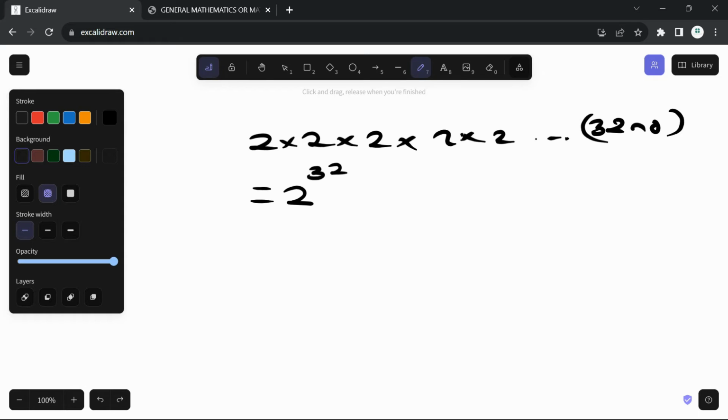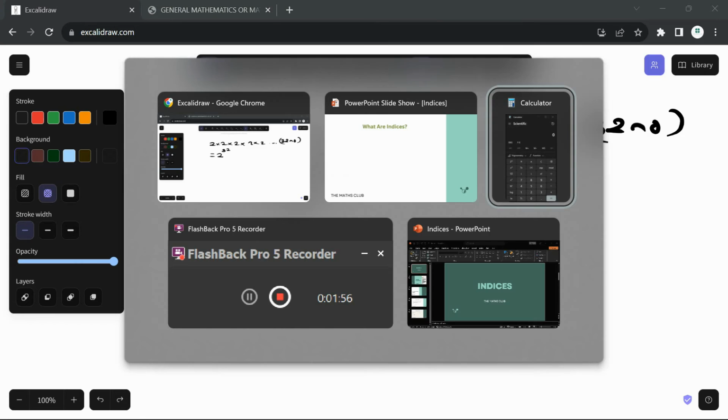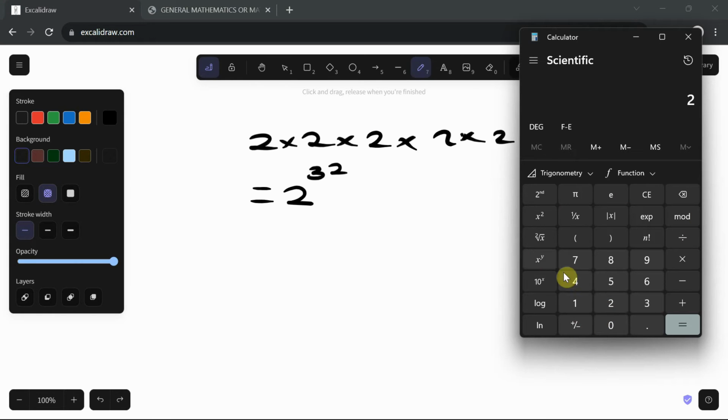Also, if you have a very large value, let's say we resolve 2 raised to the power 32, we have a very large value. If I say 2 raised to the power 64, you can see it is a very large value. So instead of writing this very large value, I could just say 2 raised to the power of 64. You can see that it's actually easier. And all this power is being given to us by indices.